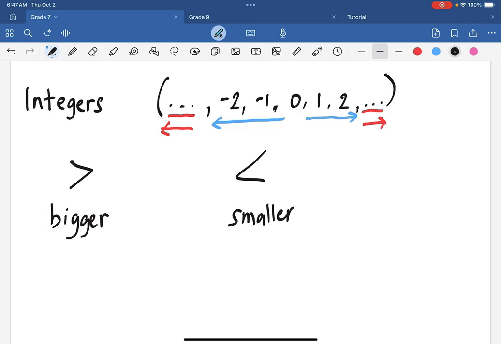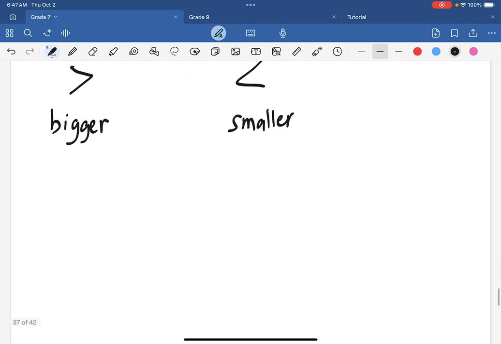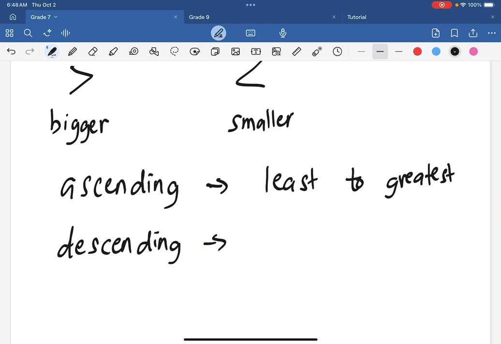Also, for ordering numbers, we need to know the difference between ascending and descending. When we talk about ascending, it means that it is from least to greatest. That means descending is from greatest to least.